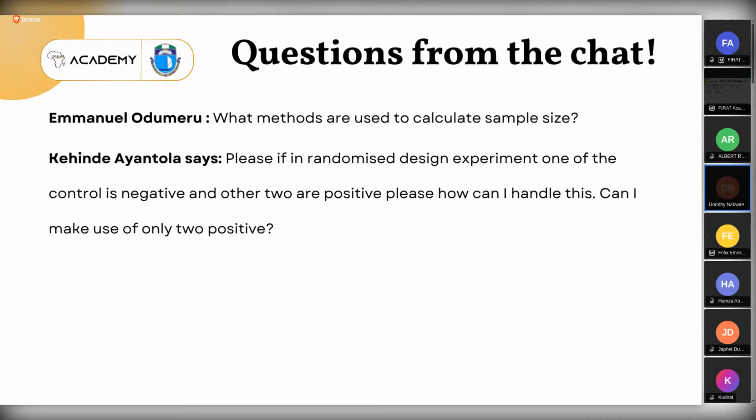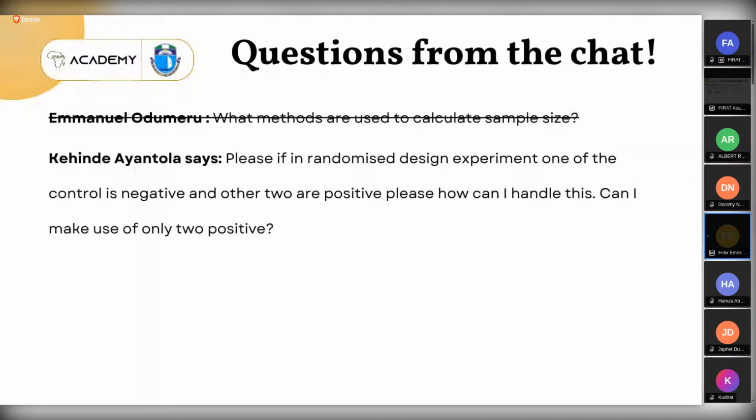Okay, all right. The sample size one I have clarified; we will have another session on that. Please, in a randomized design experiment, if one of the controls is negative and the other two are positive, how can I handle this? Can I make use of only two positive controls?